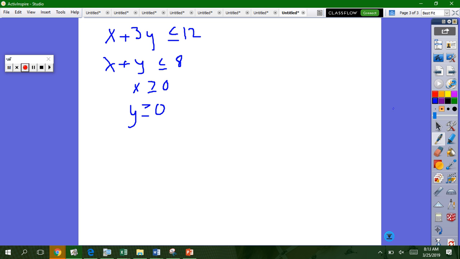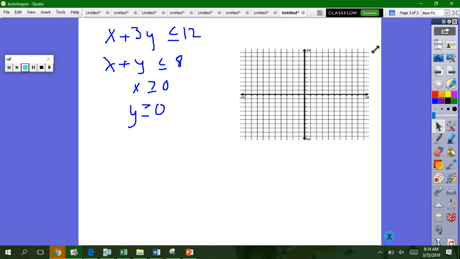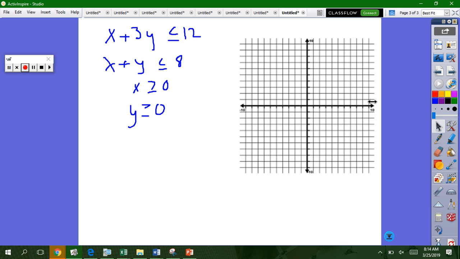So this time we have 4 equations. Okay. Our goal is to make sure we find the region that works for every single one of these. So here we go. X plus 3y is less than or equal to 12.